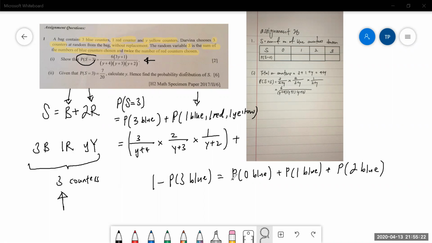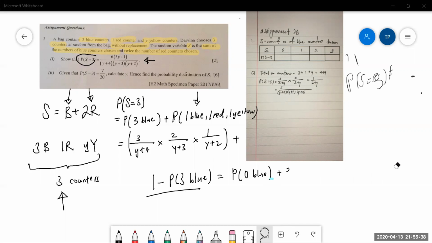Oh wait, hold up. So you cannot use 1 minus probability of 3 blue. So this is equals to 1, then PS equals 3 is not PS equals S. What again? Cannot understand.